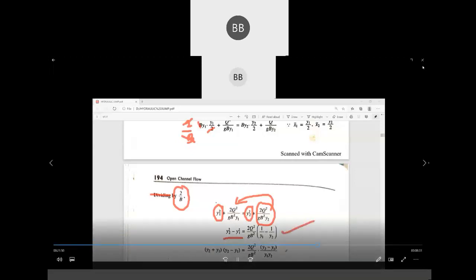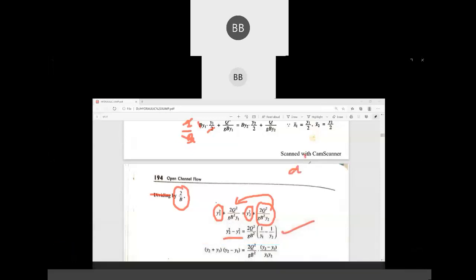Okay, so here a square minus b square, you can write as (a plus b)(a minus b). Simple mathematics. So here also we are doing the same thing: a plus b multiplied by a minus b in place of a square minus b square. This remains the same as it is. Here also you take the LCM y1 y2, so it will be y2 minus y1. It's very simple mathematics.